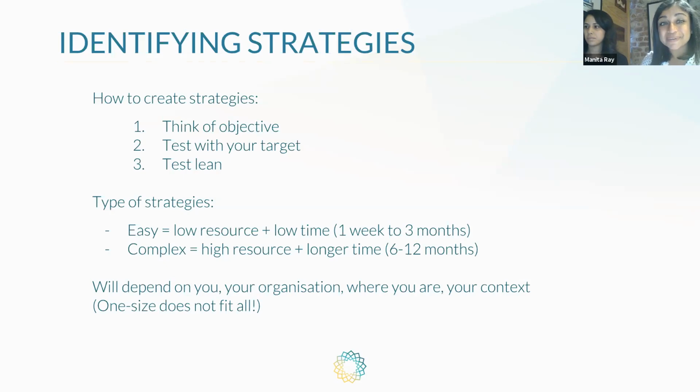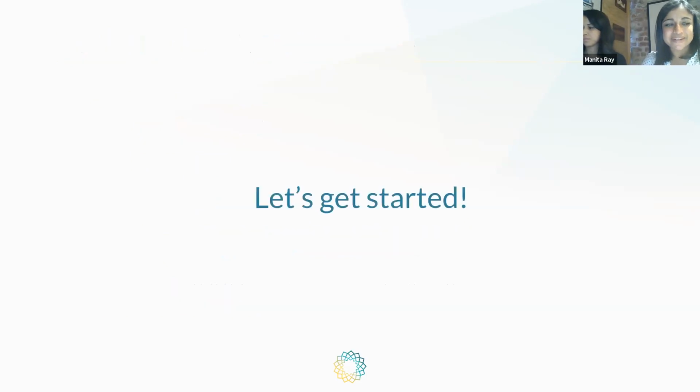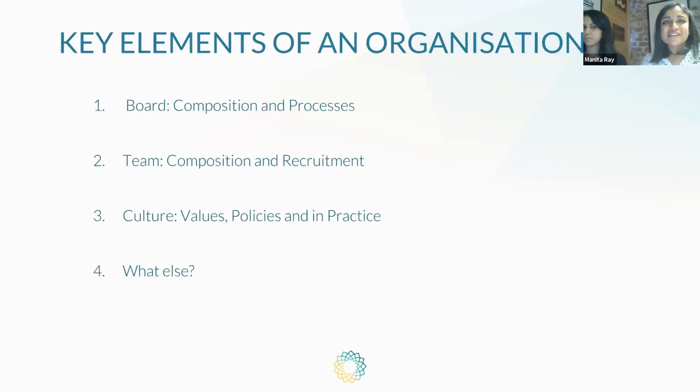We went through that quite quickly because that was a recap on the process, and now we're going to get into it. So when we consider the key elements of an organization, we are considering the board, who often sit above your organization. And what is the composition? What are the issues relating to the composition of the board and the processes of a board? We'll go a bit deeper into those.